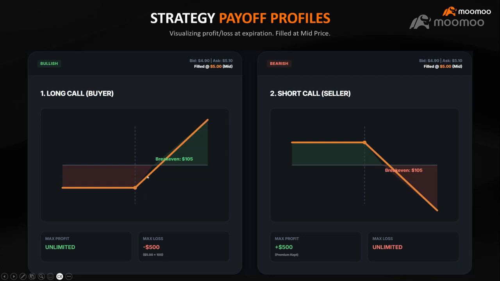This is the expiration P&L, which means that after expiry, the price has to land, as if you exercise and buy the underlying, above 105. Only then can you make a profit.